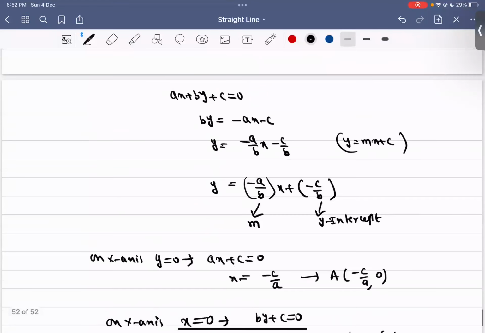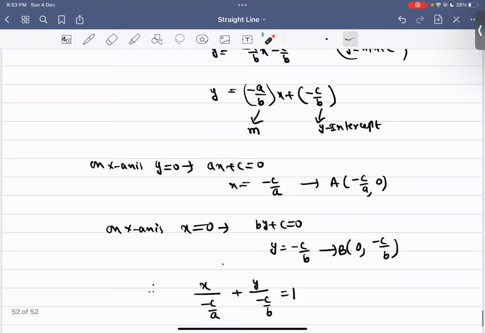See, here the slope is minus a by b, from y is equal to mx plus c. So directly, without converting into y is equal to mx plus c, how do we write the slope of the line when the general form is given? Minus of the coefficient of x over the coefficient of y. That is the slope of the line. The y-intercept is minus c by b, and the x-intercept is minus c by a.